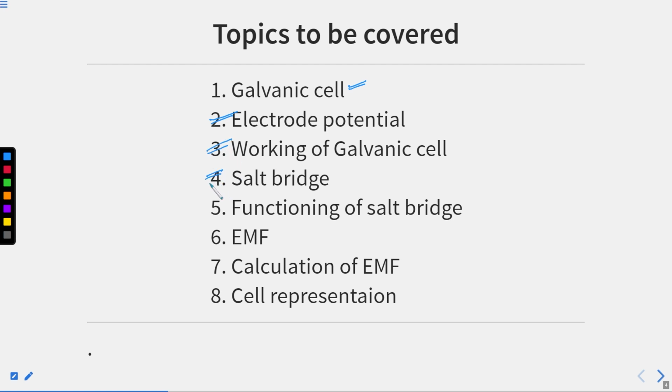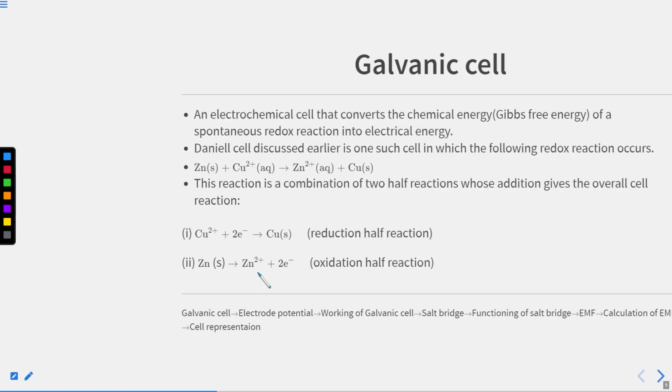There is a component called the salt bridge. We will see what the use of that salt bridge is and how it helps to complete our circuit. Then comes today's main focus: what EMF is and how we can calculate it. Then we will see a way in which we can symbolize the whole cell with the help of one equation. We'll see how to represent that whole cell with an equation. Right, so let us start today's class.